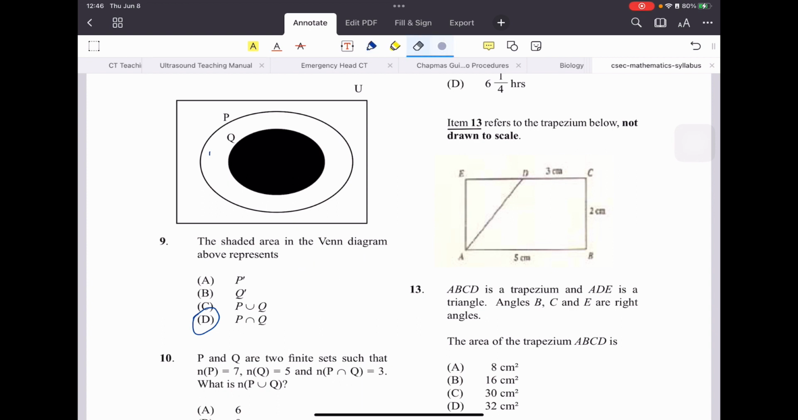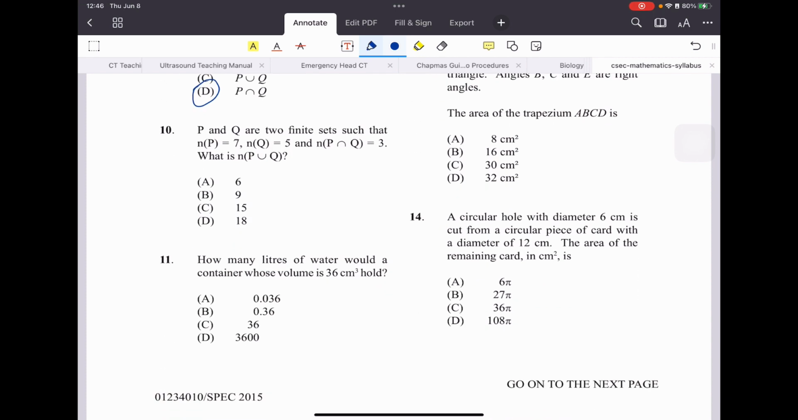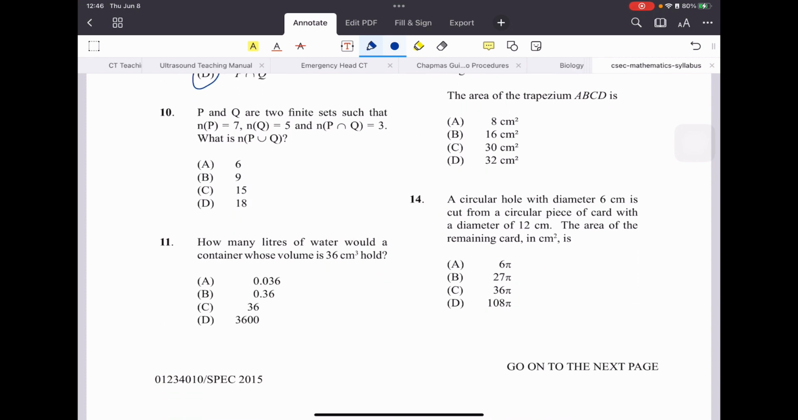Alright, so that's a bit of a trick question, but once you rule out A, B, C, you will know that the answer could only be D, okay? So this is another trick question here. Well, not a trick question, but it's tricky.